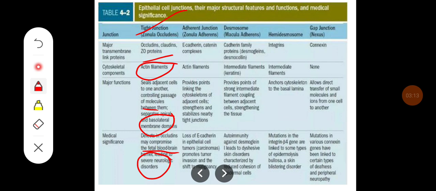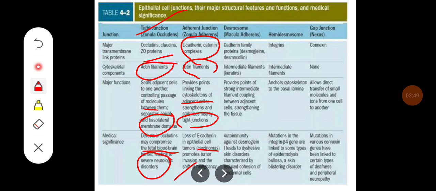Whereas adherens junctions are also called zonula adherens. The major transmembrane proteins are E-cadherin catenin complexes, and they use actin filaments as cytoskeletal components. They provide points linking the cytoskeletons of adjacent cells. They strengthen and stabilize the nearby tight junctions. Loss of E-cadherin in epithelial cell tumors, that is in carcinoma, promotes tumor invasion and shifts them to malignancy.